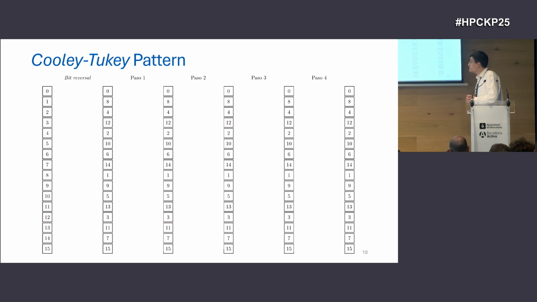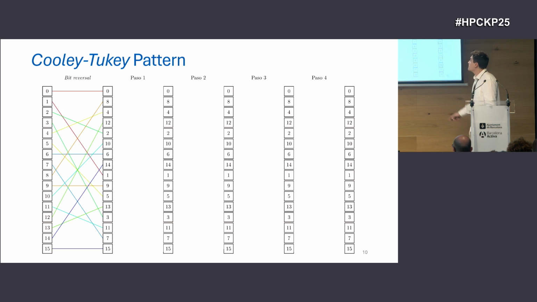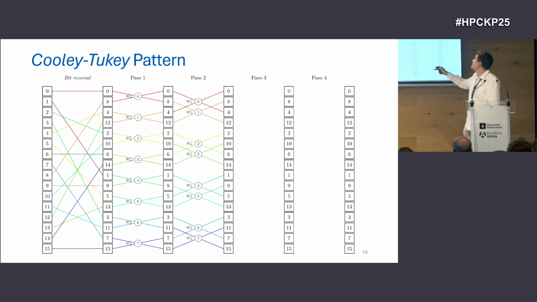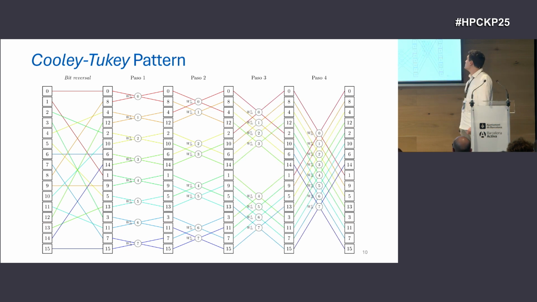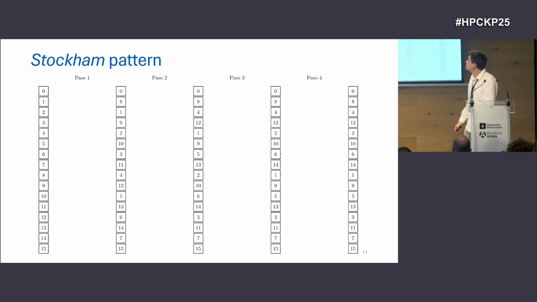So the Cooley-Tukey pattern follows a bit reversal step, which is basically a reordering of the data, followed by log₂ n steps, n being the size of the FFT. The reversal step is highly memory bound. Then we have several steps in which we increase the stride until we mix all of the data points with each other, and we obtain the final result.